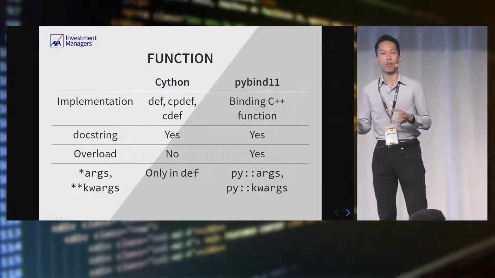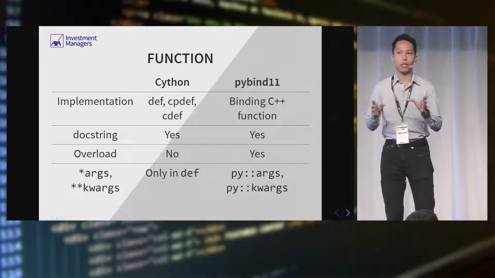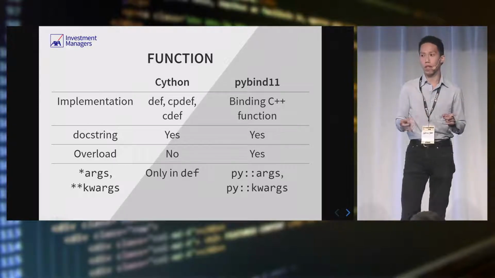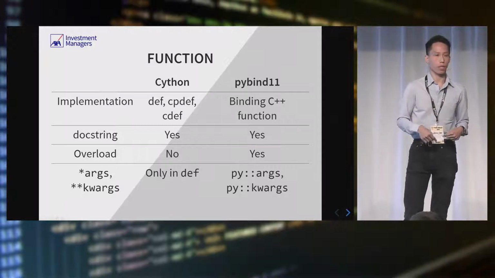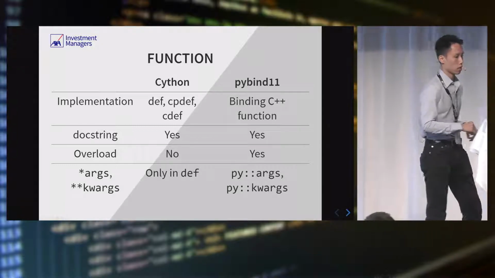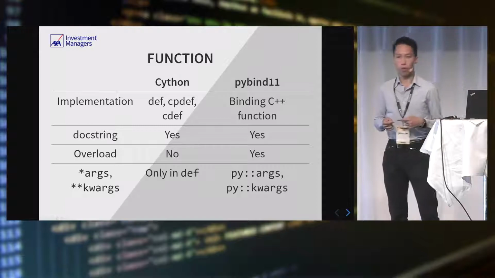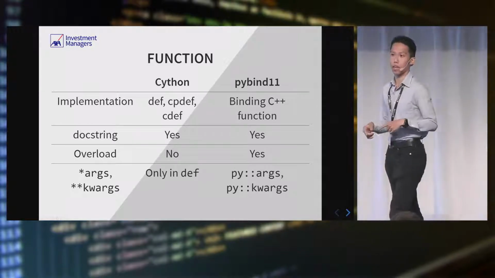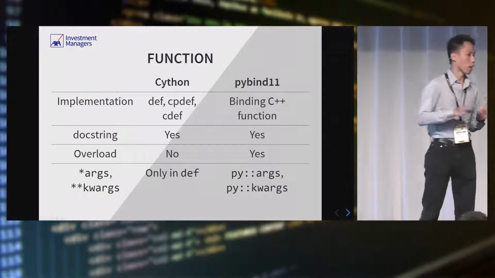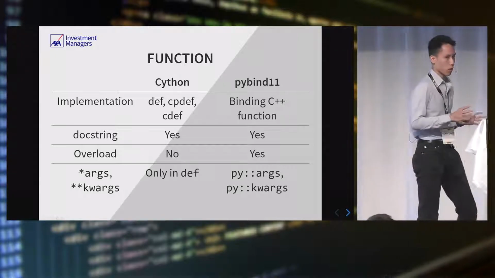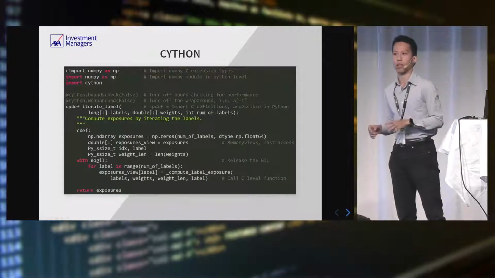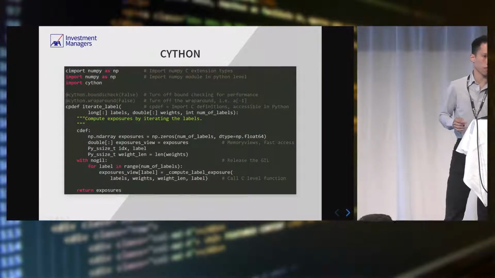That means you have multiple function signatures, then you can bind the same Python functions. When it's called with the argument list, it will look up the right implementations to run. Also, it supports what we call variable length arguments. So Pybind11 supports that, but Cython only supports it in Python functions. Let's have a taste of the examples of Cython.